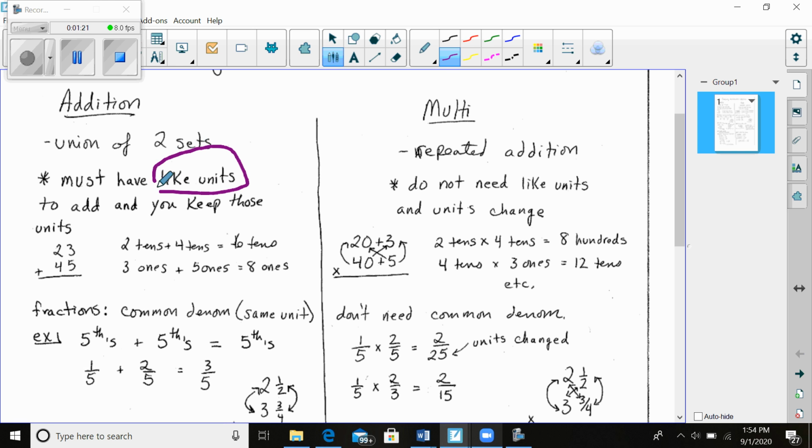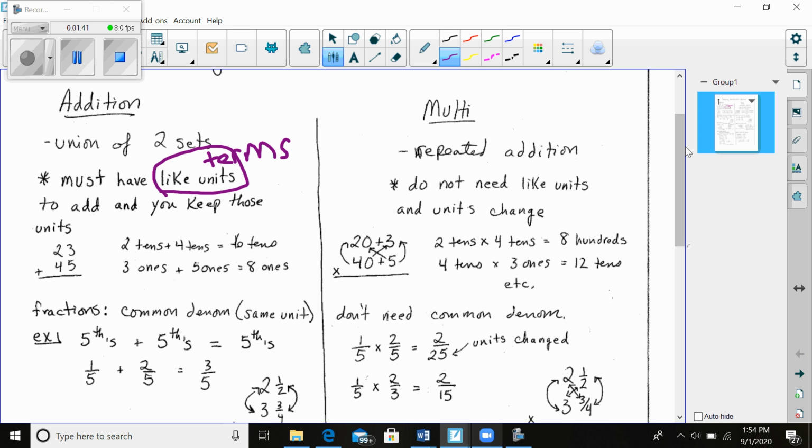I'm sure you've all heard of the word like terms, right? In algebra, we can only add if we have like terms. But I'm going to use the phrase like terms and like units somewhat interchangeably. So we have to have the same unit to add, and you keep those units.